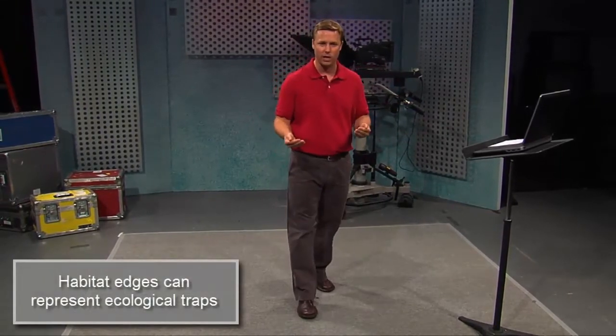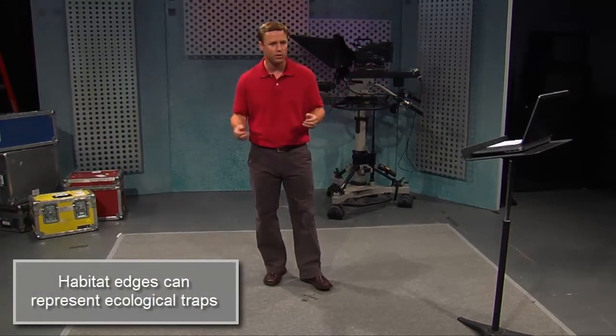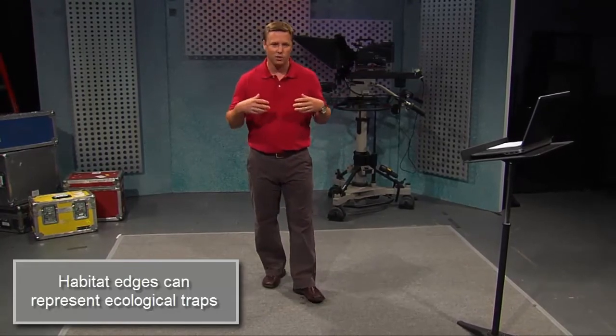How will it play out in terms of the persistence of a population? Now we know sometimes that habitat edges can represent ecological traps, especially for some bird species. So an edge is really pretty simple, right? An edge is where two habitats come together. We might have a forest patch, for example, surrounded by a landscape of grassland. So that edge is where these two things come together.